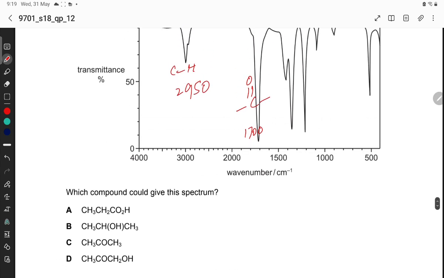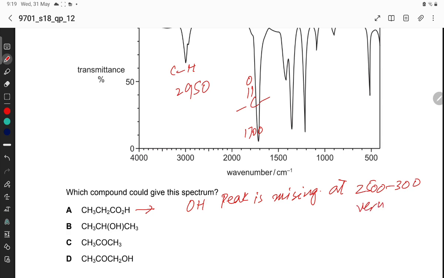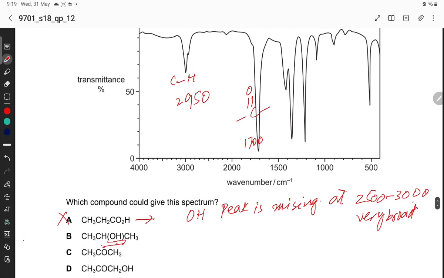CH3CH2CO2H is a carboxylic acid, so the OH peak would be present as a very broad peak at 2500 to 3000. The OH peak is missing, so that's why it is incorrect. CH3CHOH: again the OH peak is missing, so it is also incorrect.